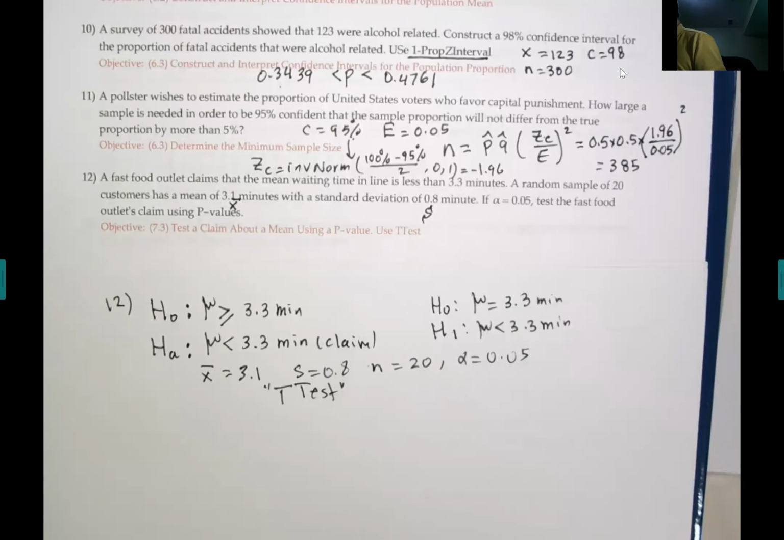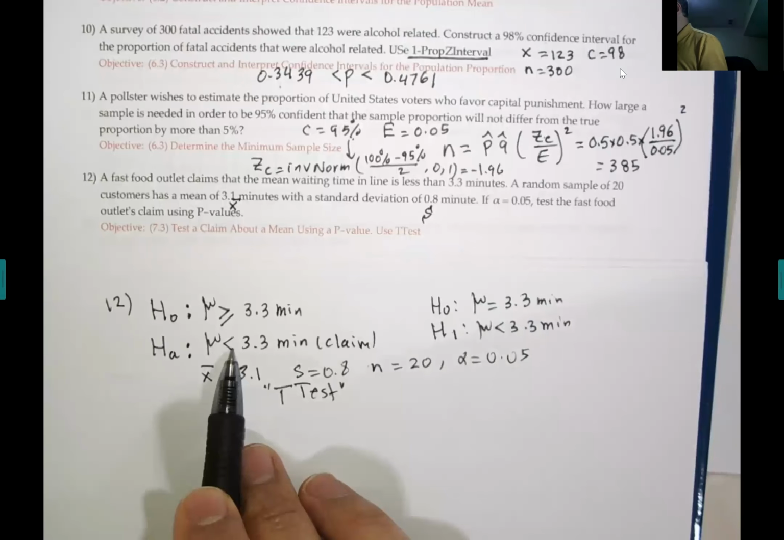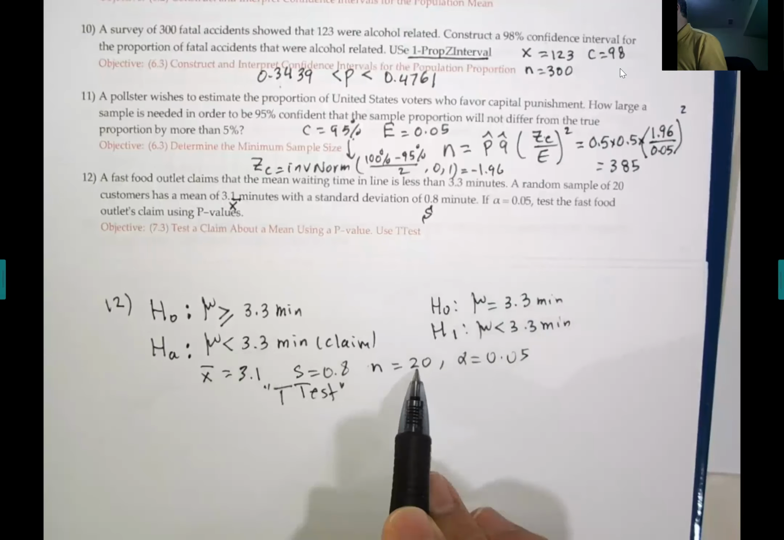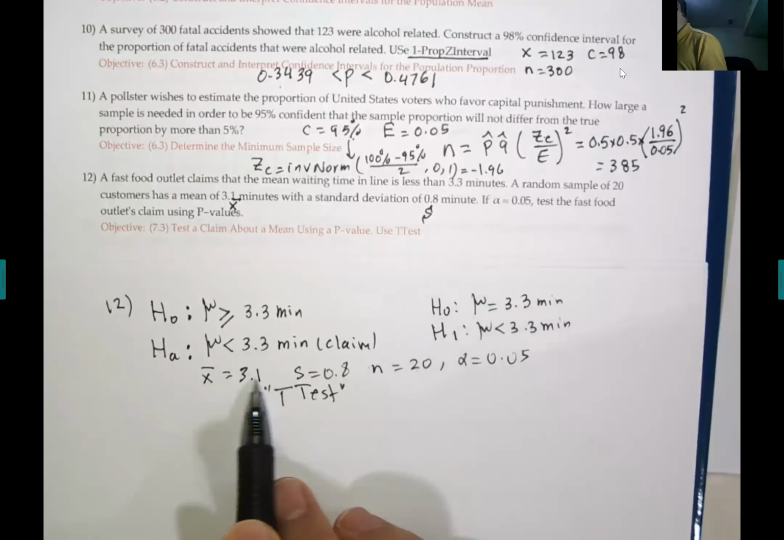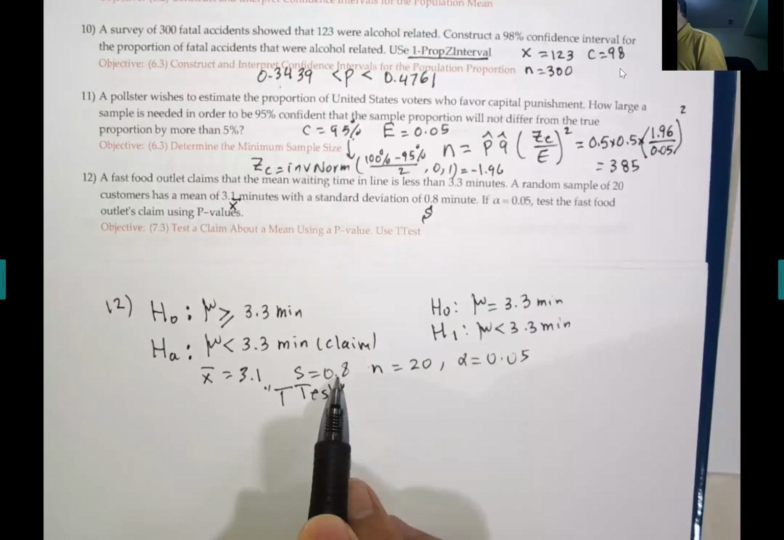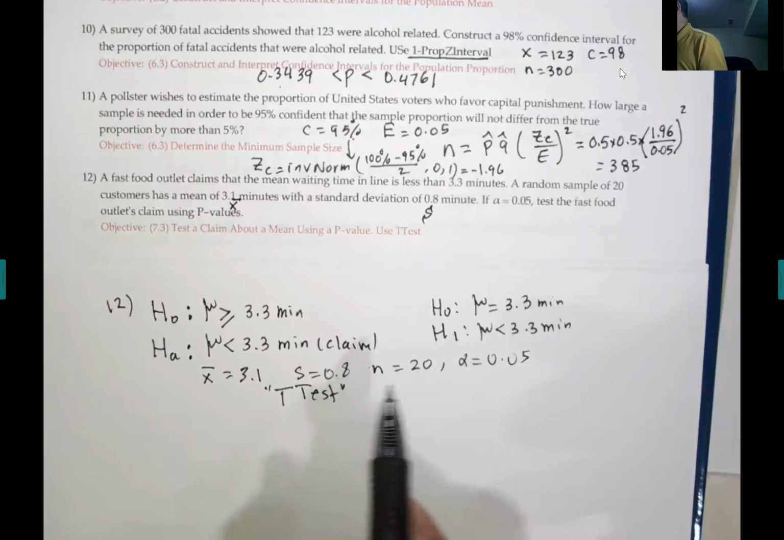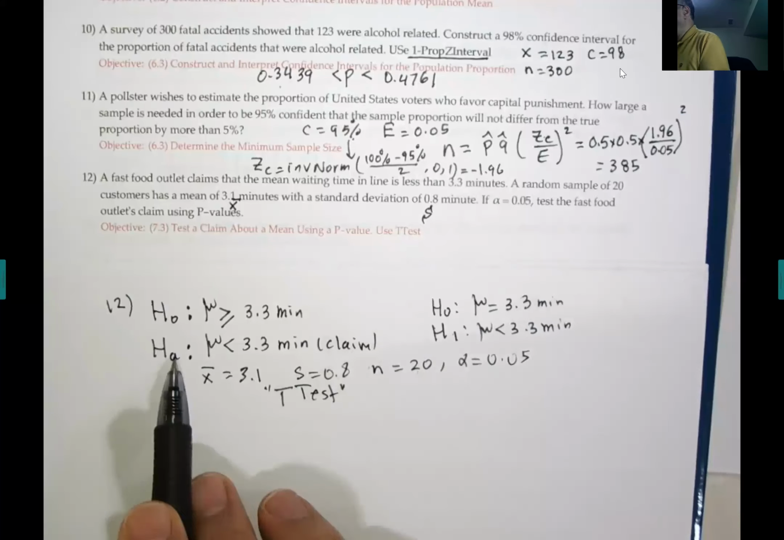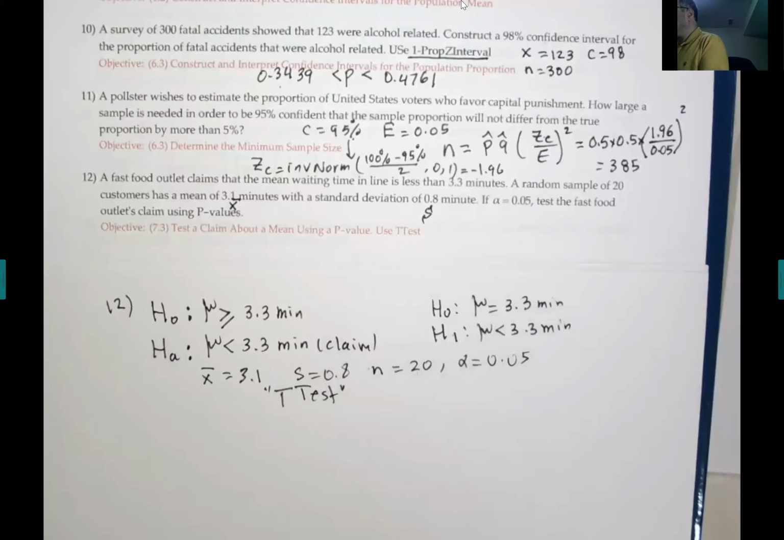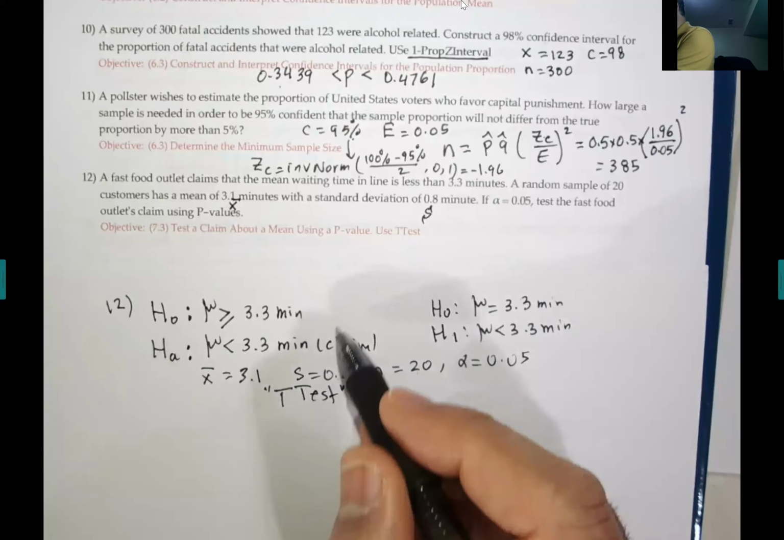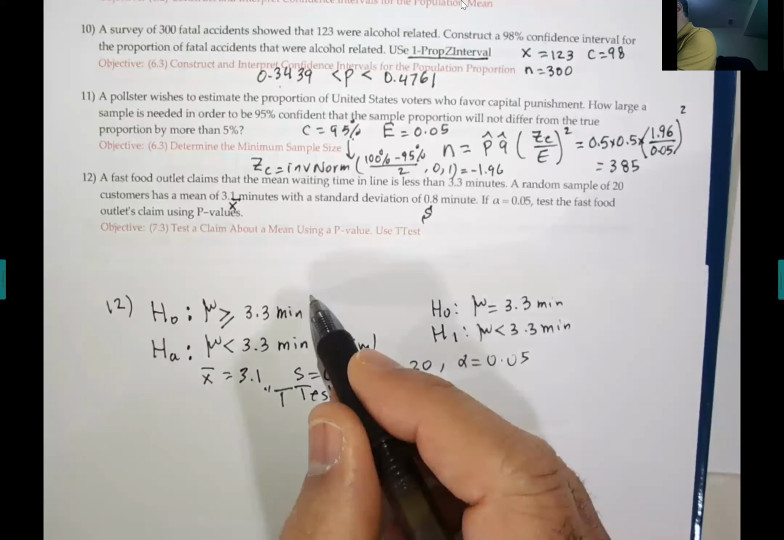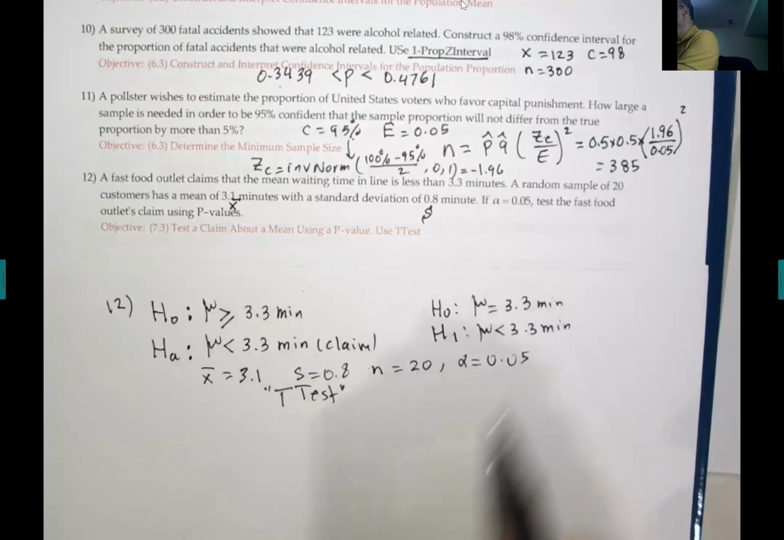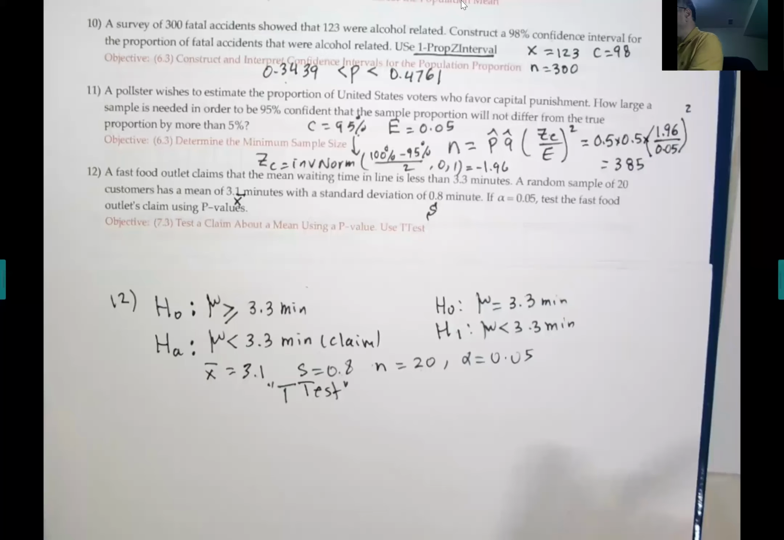A fast food outlet claims that the mean waiting time in line is less than 3.3 minutes. So it is in the alternative hypothesis. A random sample of 20 customers has a mean of 3.1 with a standard deviation of 0.8 minutes. At alpha equal 5%, test the claim. So we're going to test that the mean is less than 3.3 minutes. As I said, guys, for my group of students, he can write it like that, and the other group can write the null and the alternative the other way.